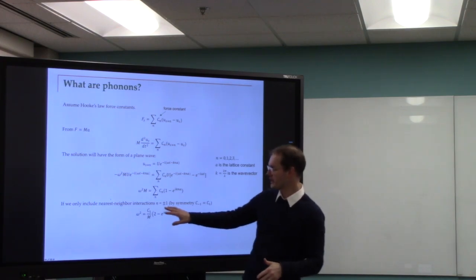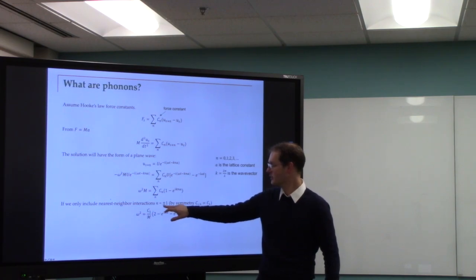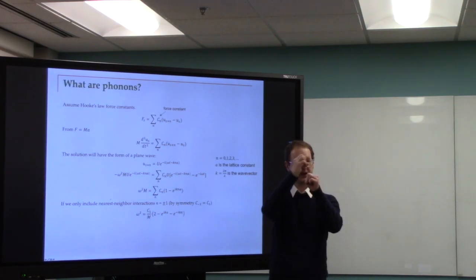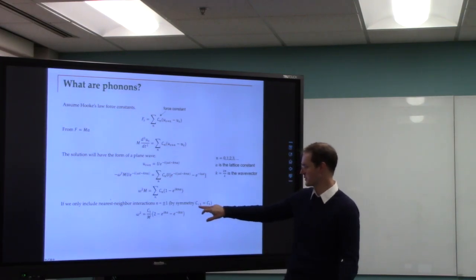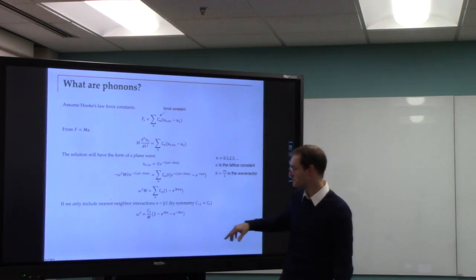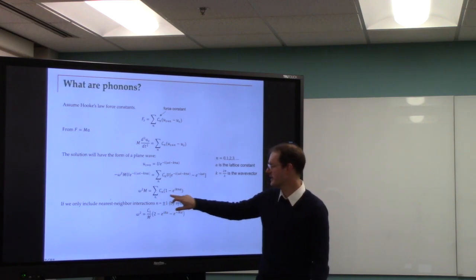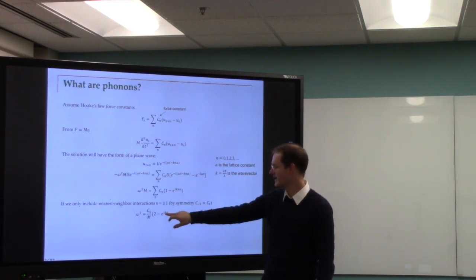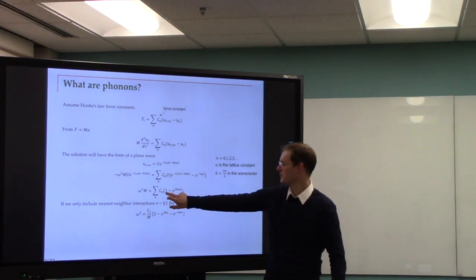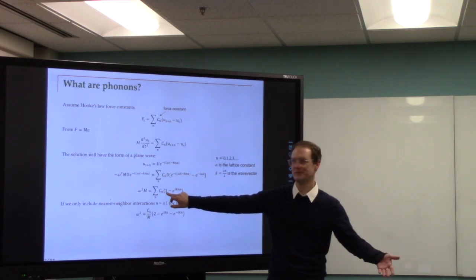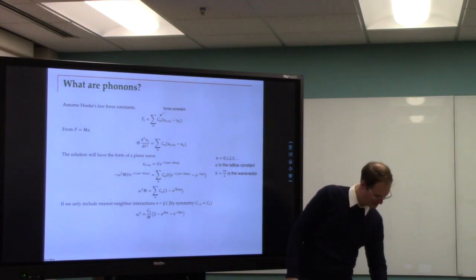So as a simplifying approximation, we can include only the nearest neighbor interactions. That means n equals plus or minus 1, so we're going to consider the s plus 1 atom and the s minus 1 atom. By symmetry, the force constants are the same, C_{-1} equals C_1. If we evaluate this for n equals minus 1 and n equals plus 1, we get an e to the ika and an e to the minus ika, and we get two factors of 1 added together when we sum it up.